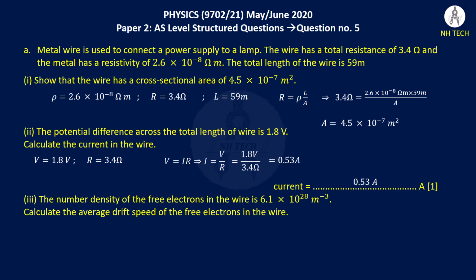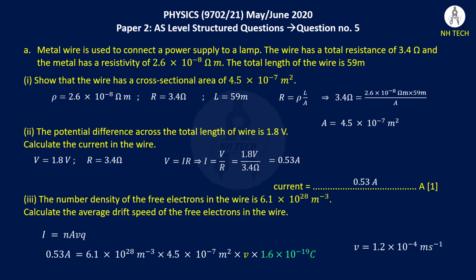Part 3. The number density of the free electrons in the wire is 6.1 into 10 raised power 28 per meter cube. Calculate the average drift speed of the free electrons in the wire. Use the formula, I is equal to nAvQ. Substitute the values. After calculation, the result is 1.2 into 10 raised power minus 4 meter per second.